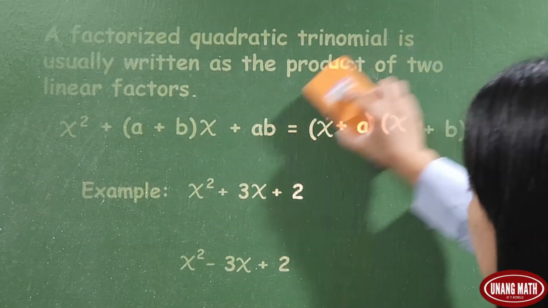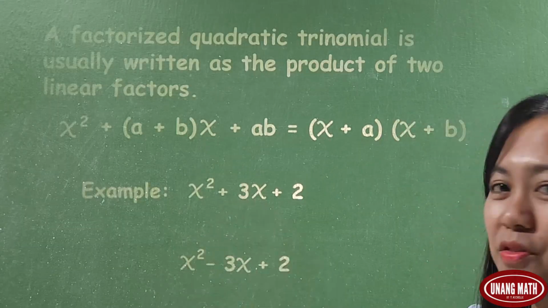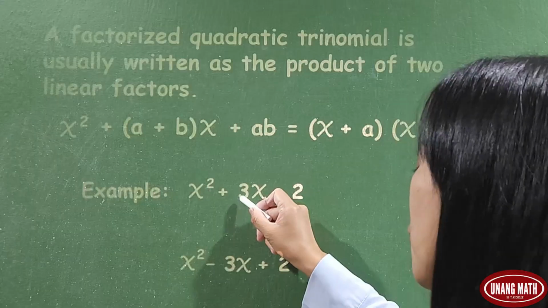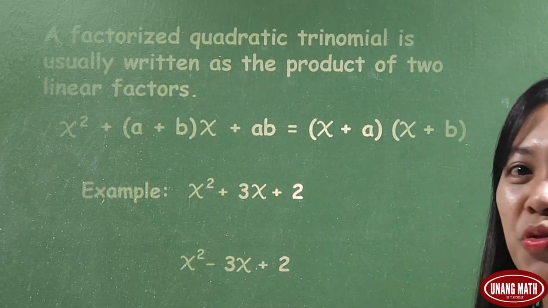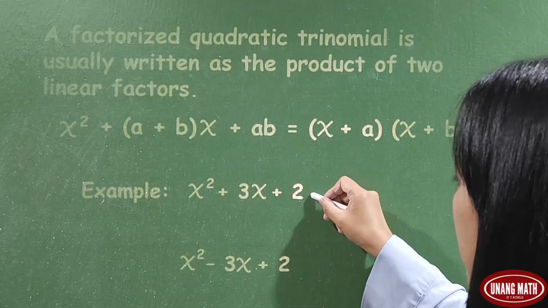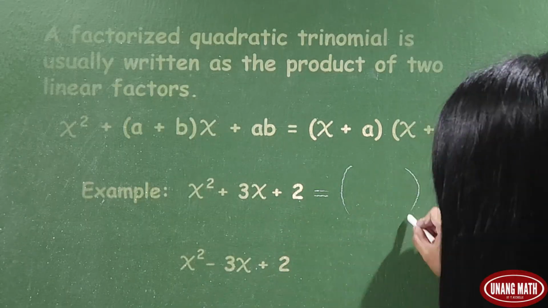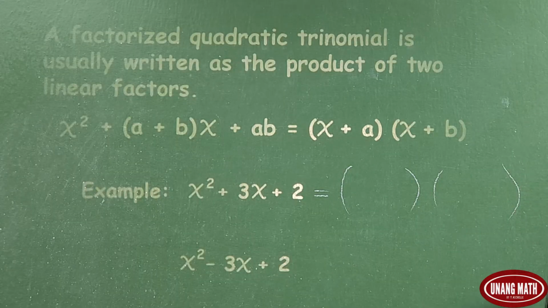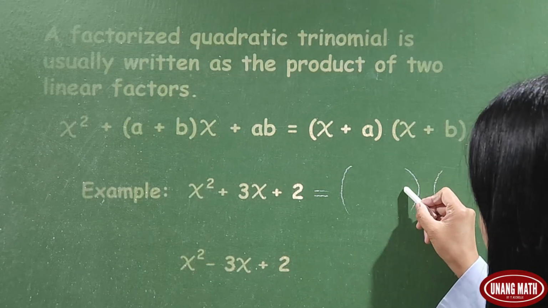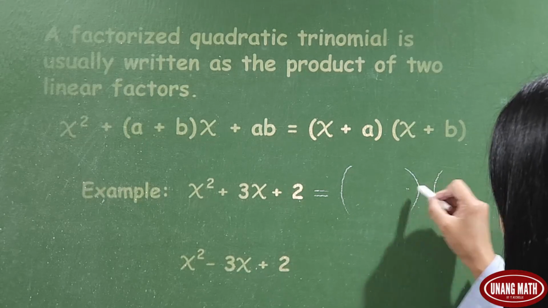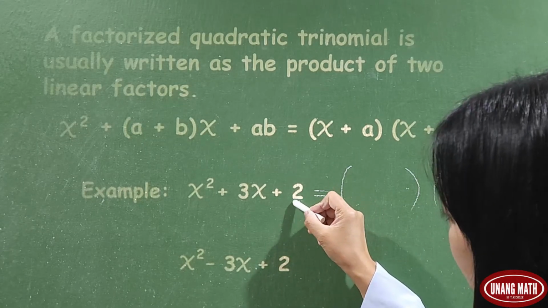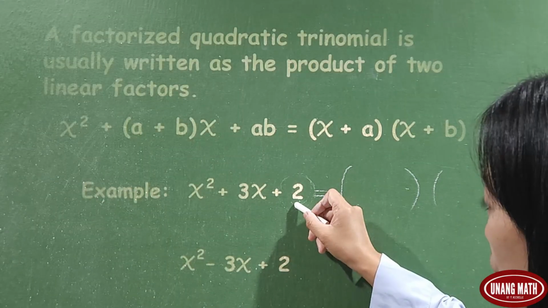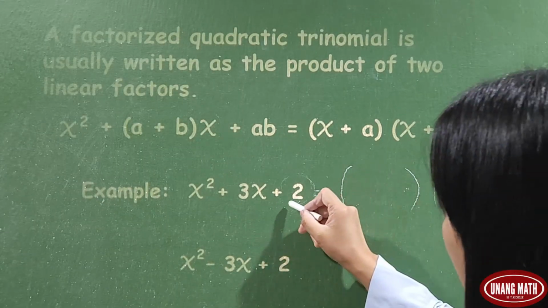Okay, let's give an example for you to understand this concept. We have here x squared plus 3x plus 2. This is not a perfect square trinomial because the square of half of 3 is not equal to 2. But we know if we're going to factor it out, then it would be like this. Okay, to find these numbers, it would be the factors of 2, because this number times this number equals this number.